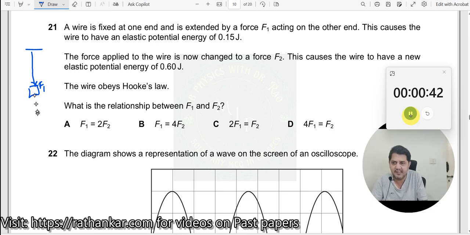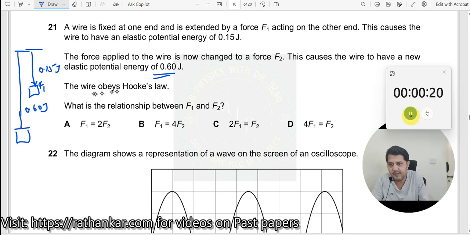Because I have extended this, applied a force, this should have an extension. So therefore energy is 0.15 joules. The force applied to the wire is now changed to a force F2. Now I apply a next larger force over here. This causes the wire to have a new elastic potential energy of 0.6 joules. It has a larger elastic potential energy, which is 0.6 joules over here. So the wire obeys Hooke's law.